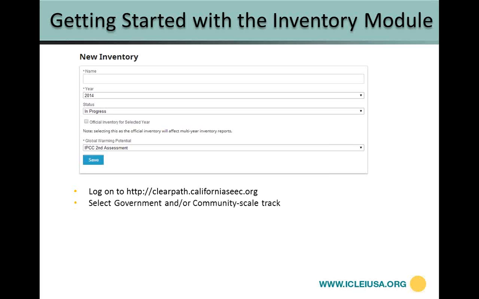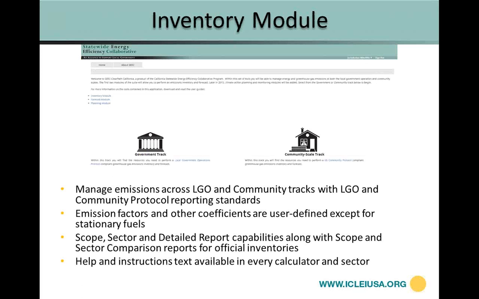So again, you'll log into SEEC ClearPath California. You'll click on the government or community scale track, and as you saw on the last page, let me just go back to that one quick. So see here, you have a community scale track here and a local government track here. So again, in order to get into either of those tracks, you have to click on either one of these icons.